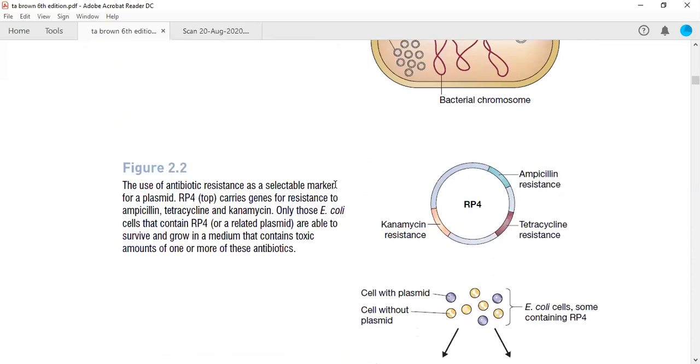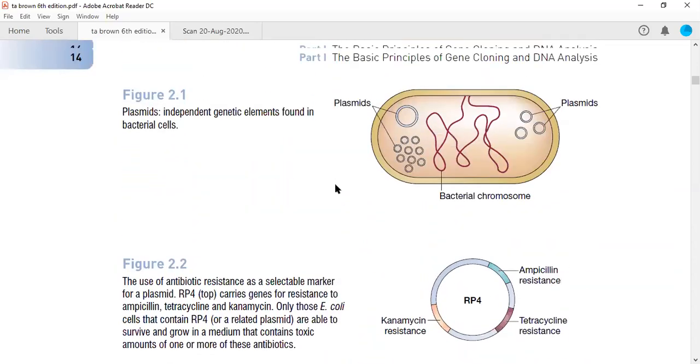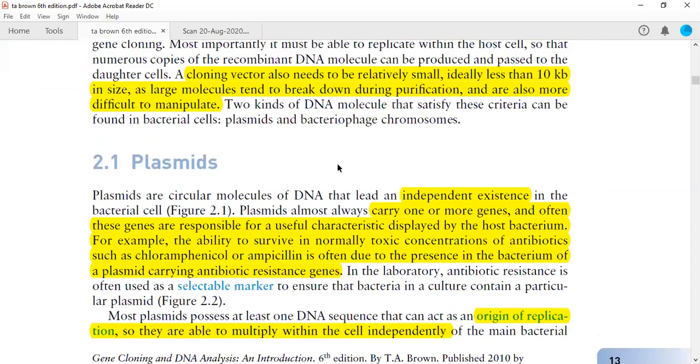Okay, so we had discussed this already. One thing I left out from this discussion is the general definition. Plasmids are circular molecules of DNA that lead an independent existence. If they are present independently, they are called plasmids. If they are integrated, they are called episomes. So there is a difference in nomenclature. Plasmids always have an independent existence in bacterial cells.